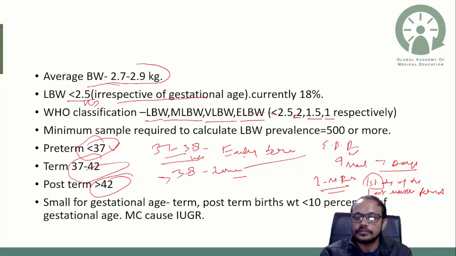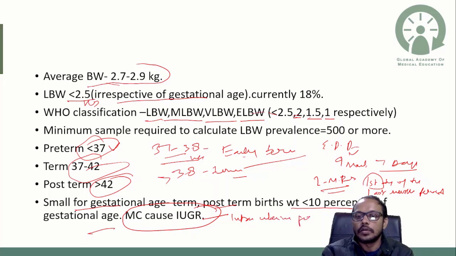Okay. What is small for gestational age, which is usually used for the term pregnancies and the post-term birth when the weight is less than 10th percentile of the gestational age. And the most common cause is IUGR. What is IUGR? Intrauterine growth retardation. Okay.